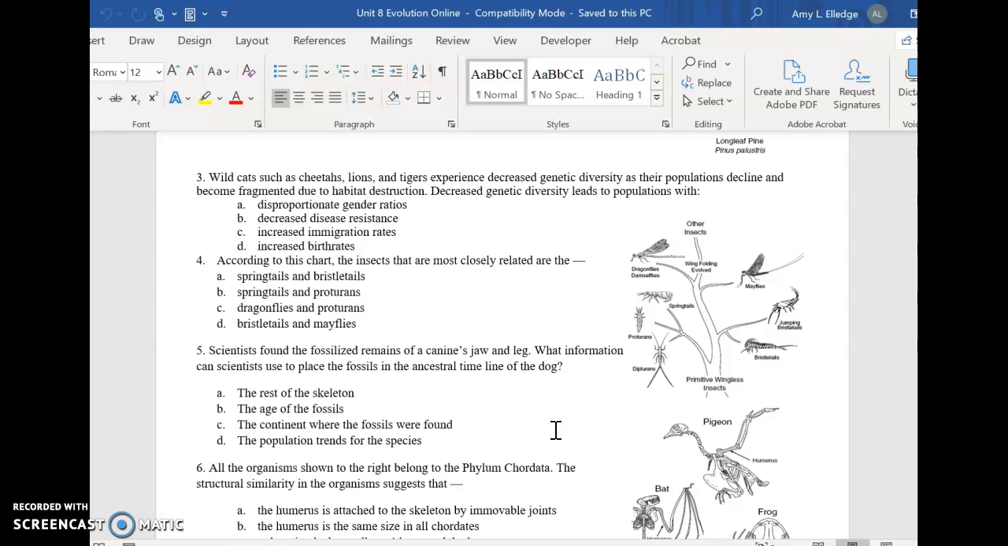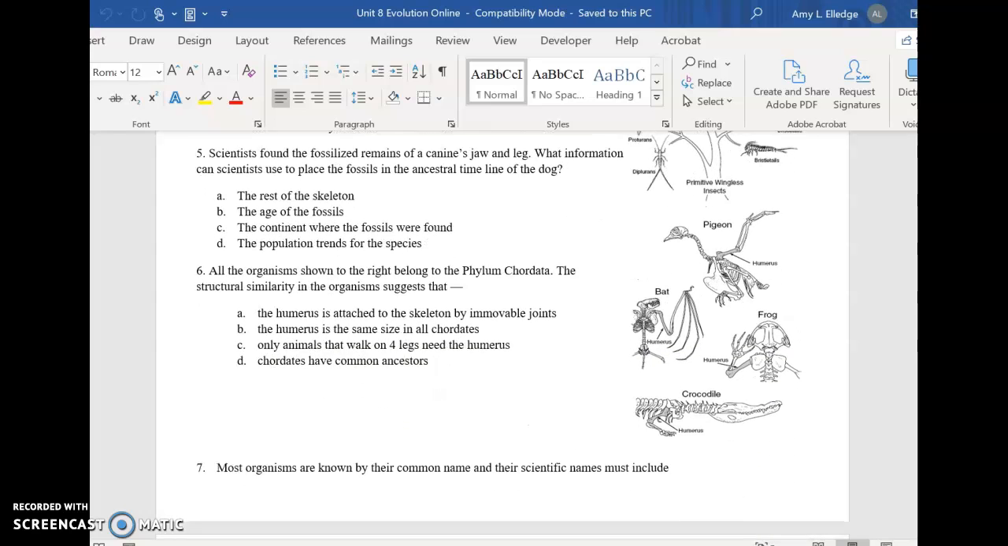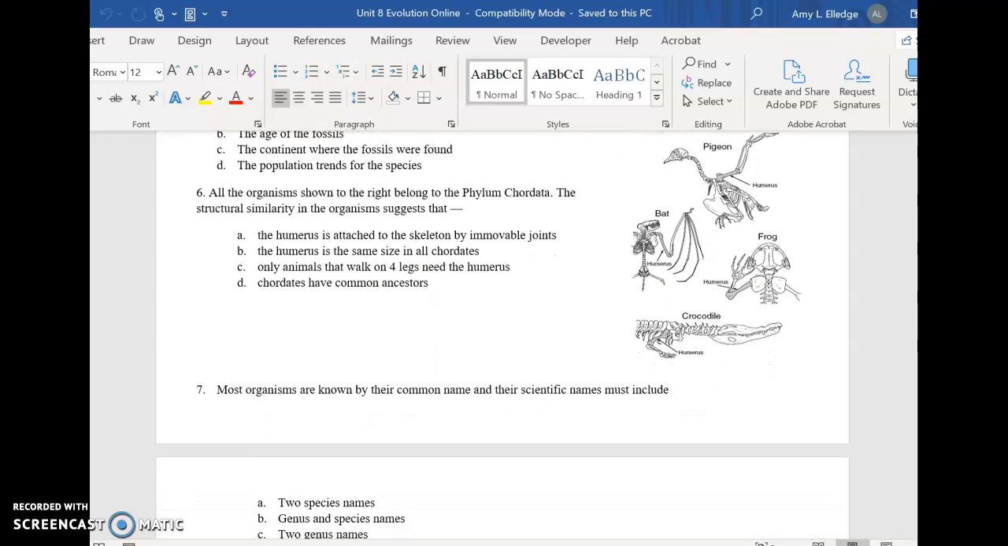If we found the age of the fossils, would we know where they go in the line? The continent where they were found may be helpful, but that's one of our weakest evidences for evolution. And population trends, definitely not. So the one thing we could definitely do is find the age of the fossils through relative dating or radioactive dating.